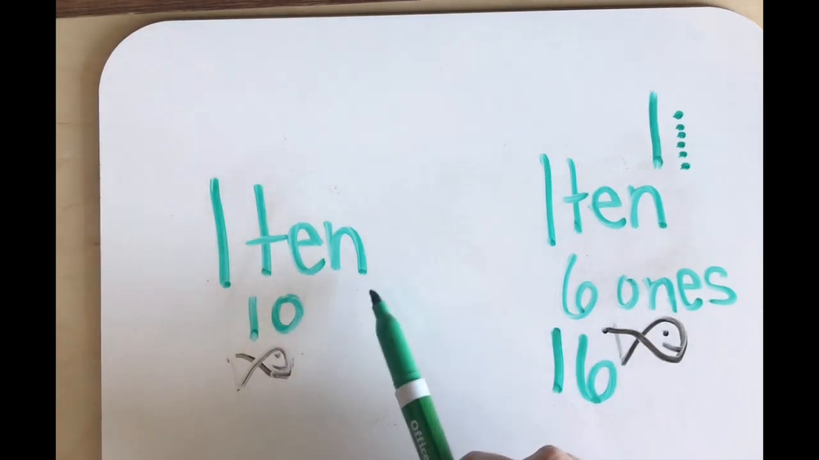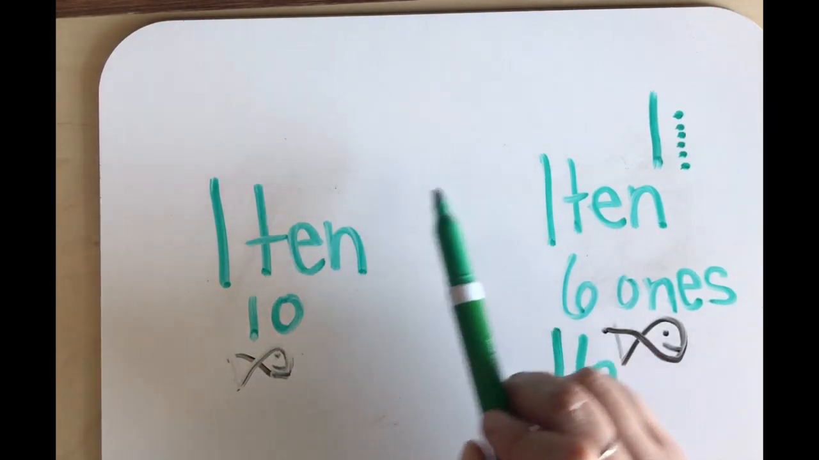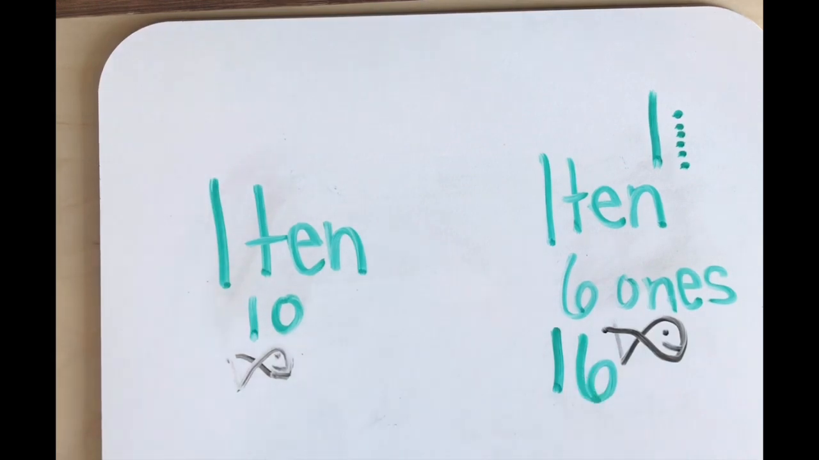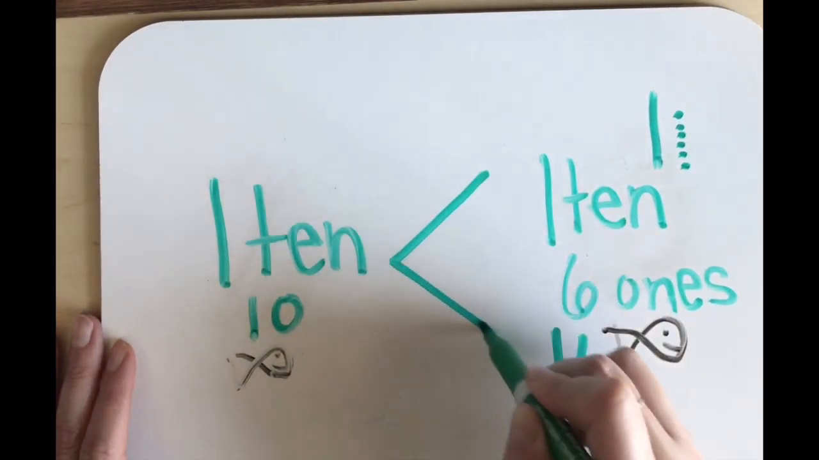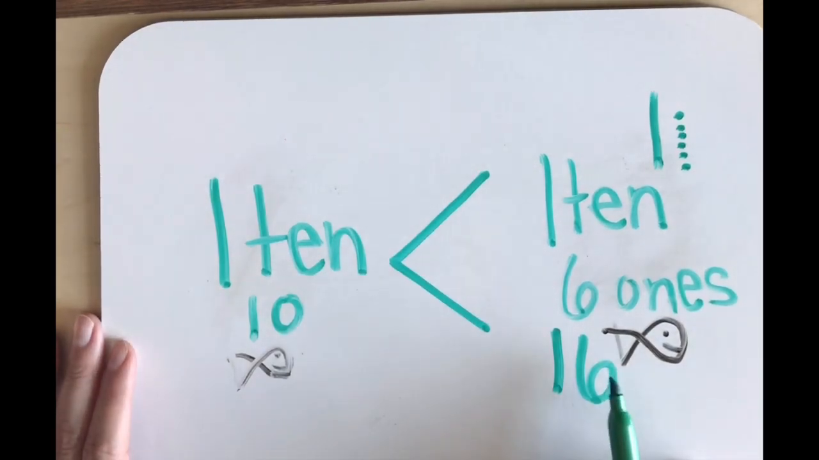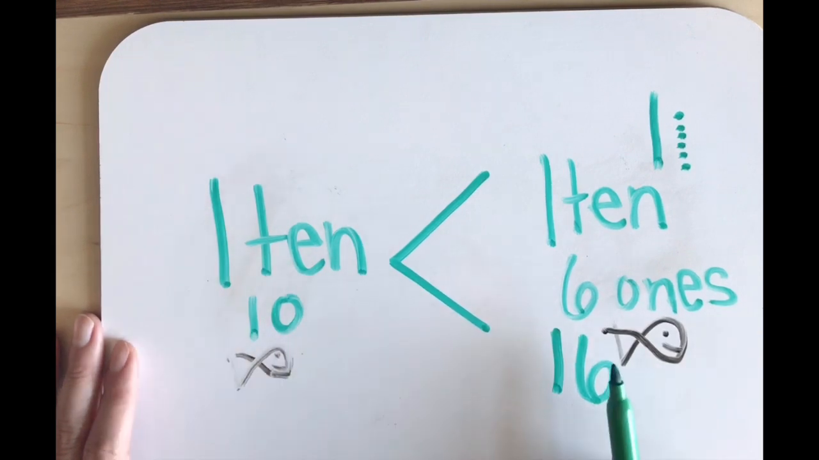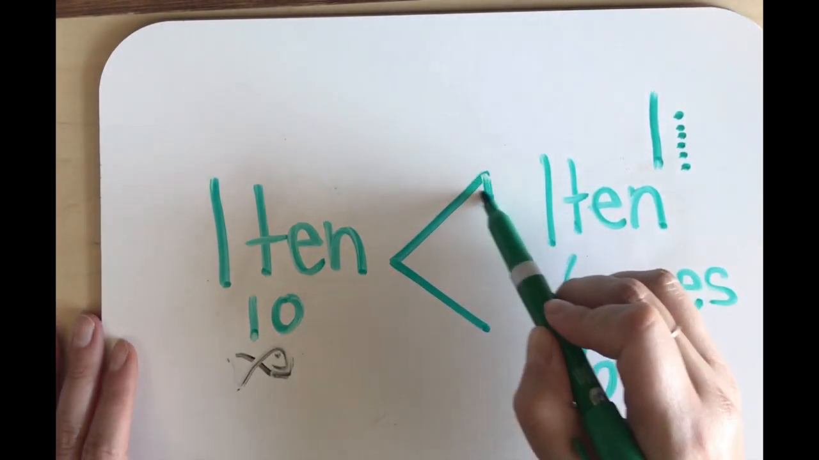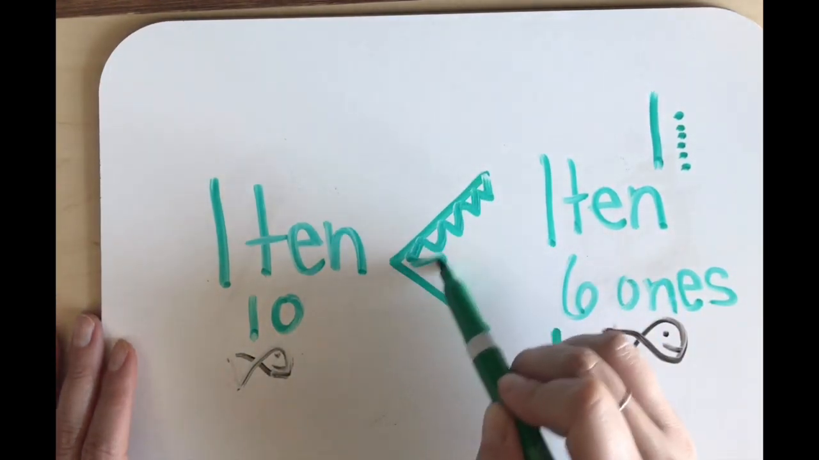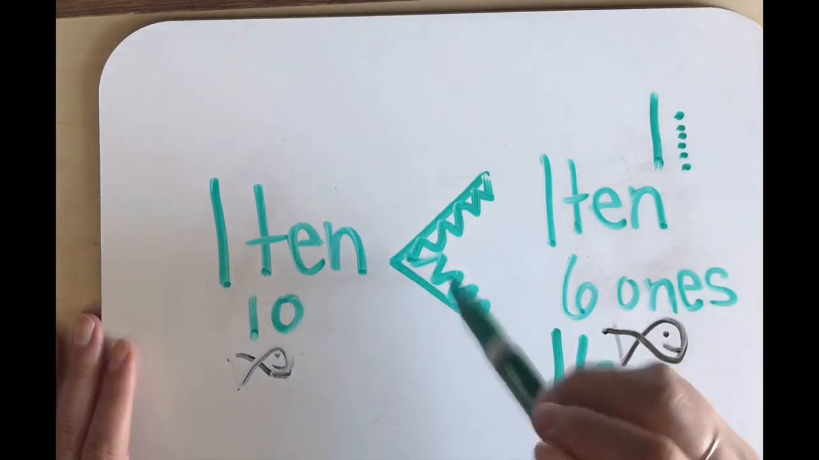Is the alligator going to try to eat the 10 or is the alligator going to try to eat the 16? Good. Your alligator should be looking like this. 10 is less than 16. And you could draw the teeth to help you remember which side the alligator wants to eat.